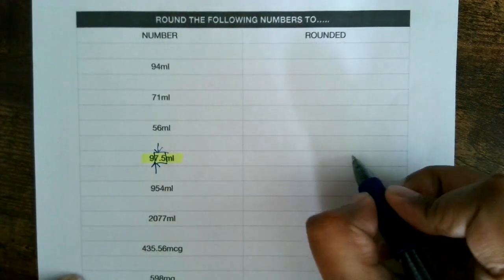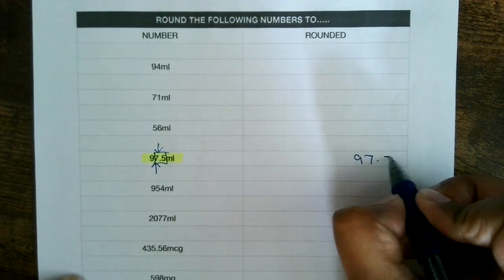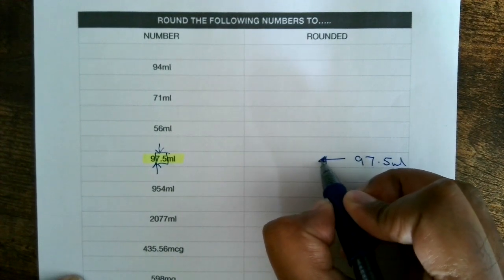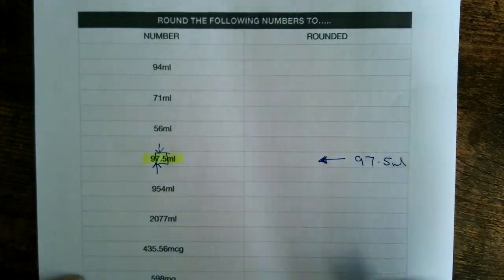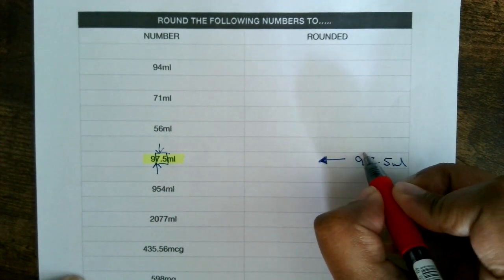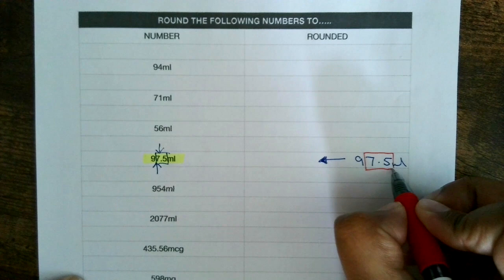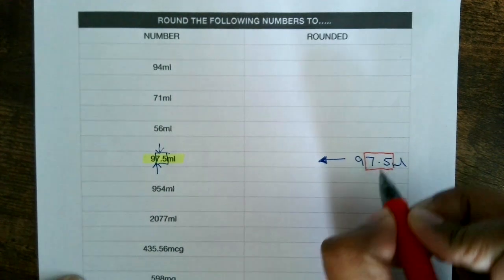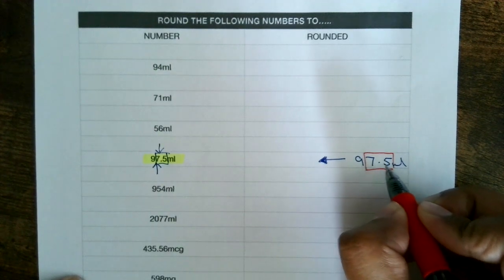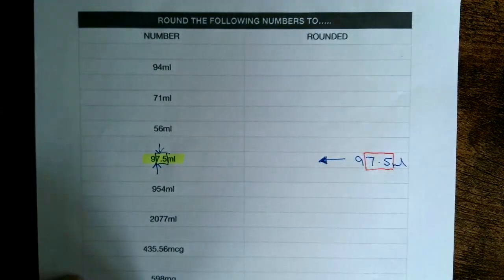So let's write this out a little bit clearer. So we've got 97.5 mil, and we've been asked to round this to the nearest 5 mil. Well, for decimal number places, you're going to have to look at your unit number here, 7, but you must group it with the first number after the decimal. So we're actually looking at 7.5, and we want to round 7.5 to the nearest 5 mil.